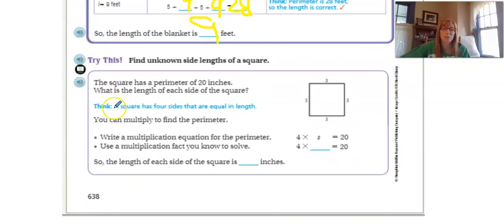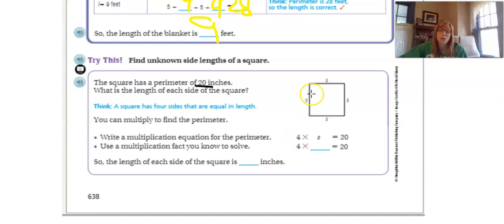All right, we're going to keep on going. Find the unknown side lengths of a square. Remember, we are looking for perimeter. Perimeter is length plus width. It's the whole way around. That's the distance around. The square has a perimeter of 20 inches. So we know that the total distance is 20 inches around. What is the length of each side of the square? Well, we know that a square has 4 sides, okay?